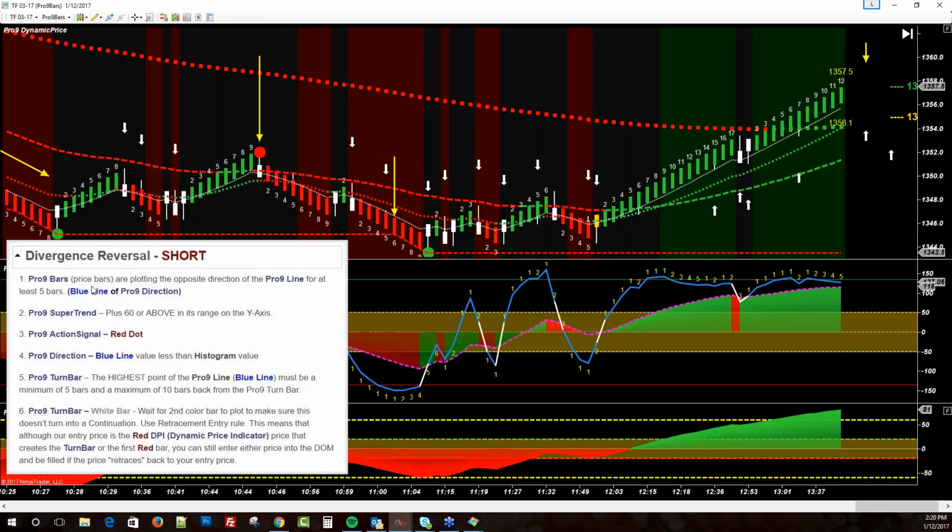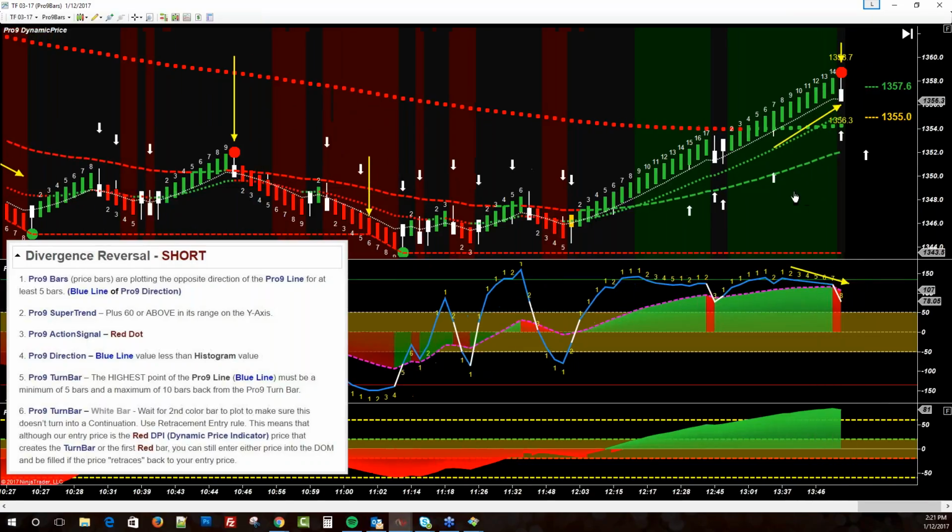Next, we're going to look at rules 1 and 5. These are kind of two sides of the same coin. It basically says we're looking for the price bars and the blue line to be moving in the opposite direction for at least 5 bars from the most recent turn bar, which would be this one, and no more than 10 bars.